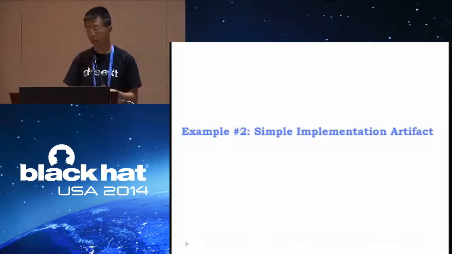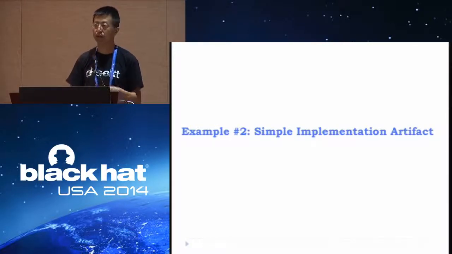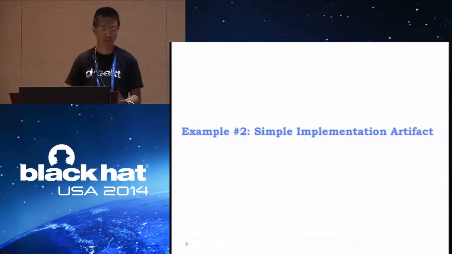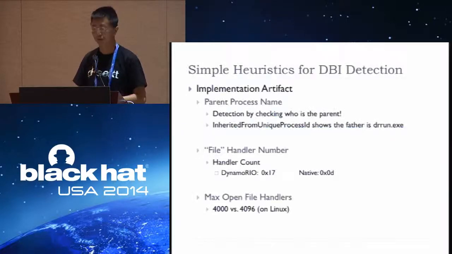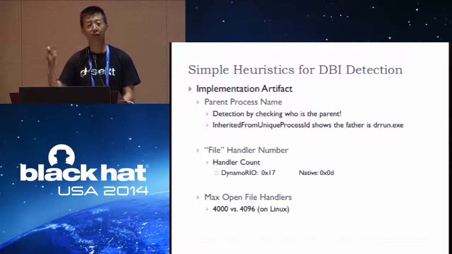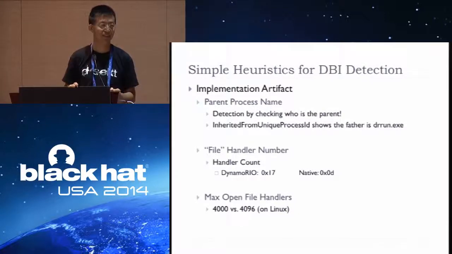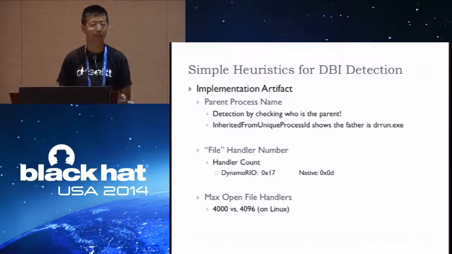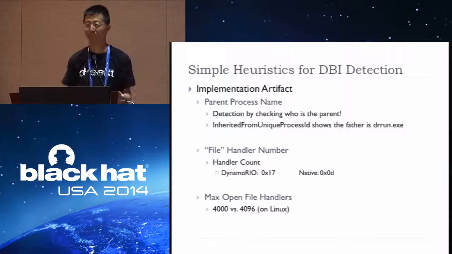The second group of attacks I want to present is about simple implementation artifacts. Again, these are probably cases where the developer was not intentionally trying to hide everything, so we just expose this. By the way, all of this can be fixed. The very first example: if your program checks who the parent process is, you would imagine it's the Linux shell or the Windows command prompt. Well, it turns out it tells you it's drrun, which is the DynamoRIO program.